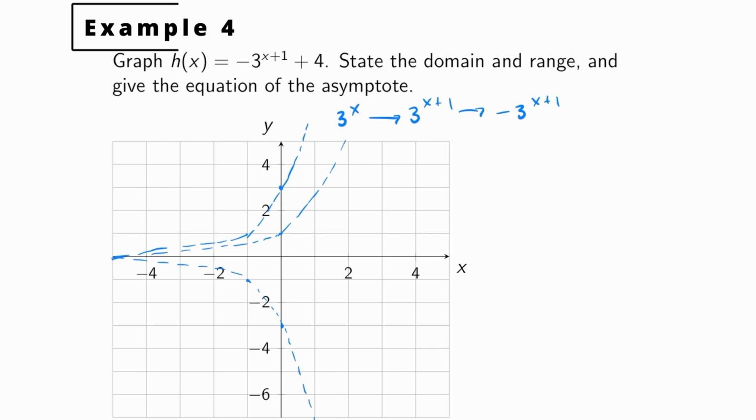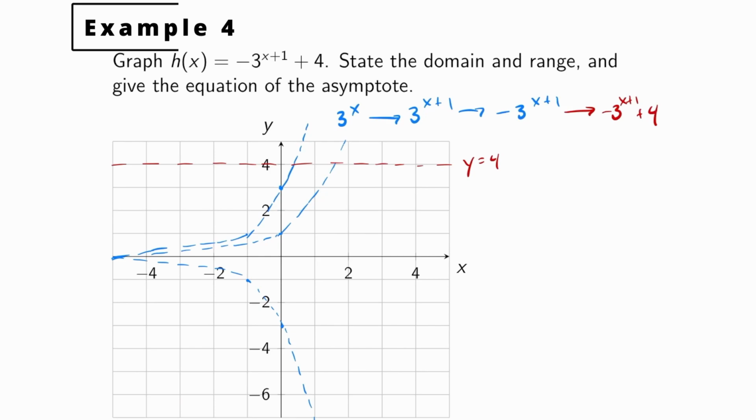Okay. And then the final step, I'm going to do this one in red because this is our final graph here. It's going to be -3 to the x plus 1 plus 4. So now we just shift everything up 4 units. Now, the first 3 graphs here all had the x-axis as a horizontal asymptote. So that's going to get shifted up by 4 units. So now the line y equals 4 is our horizontal asymptote.